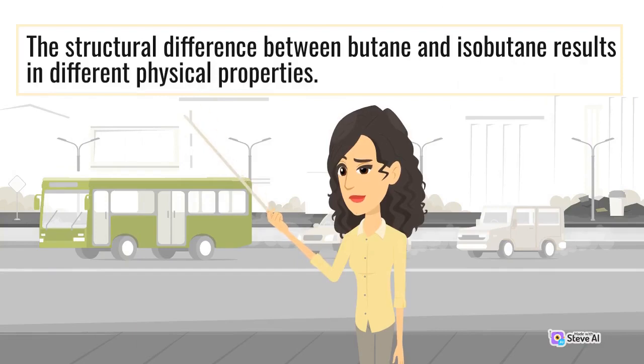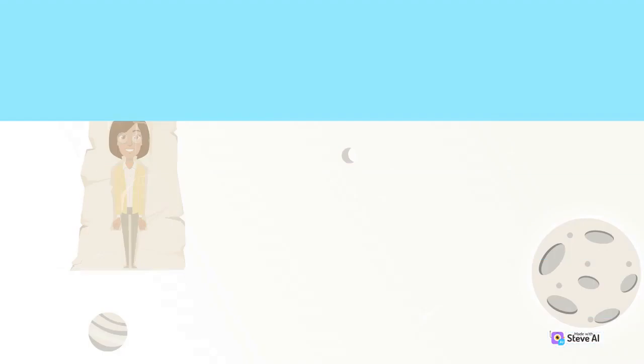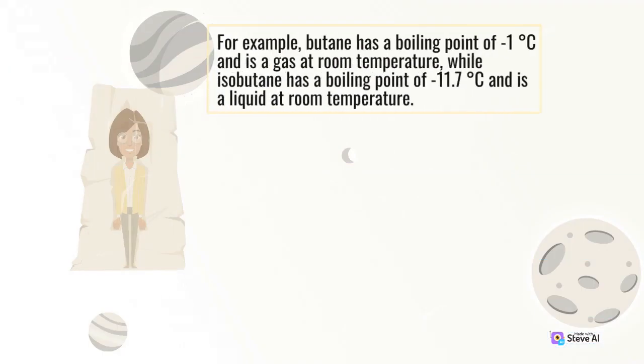results in different physical properties. For example, butane has a boiling point of -1 degree Celsius and is a gas at room temperature, while isobutane has a boiling point of -11.7 degrees Celsius and is a liquid at room temperature.